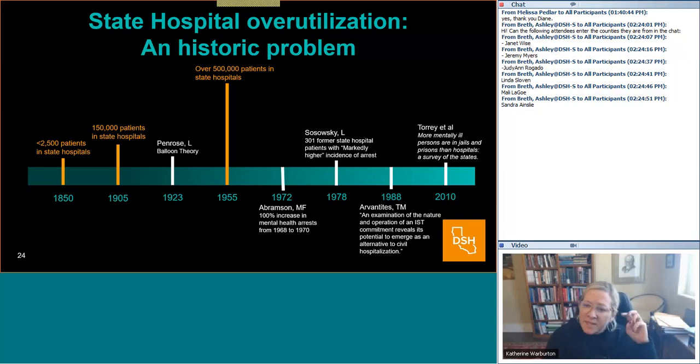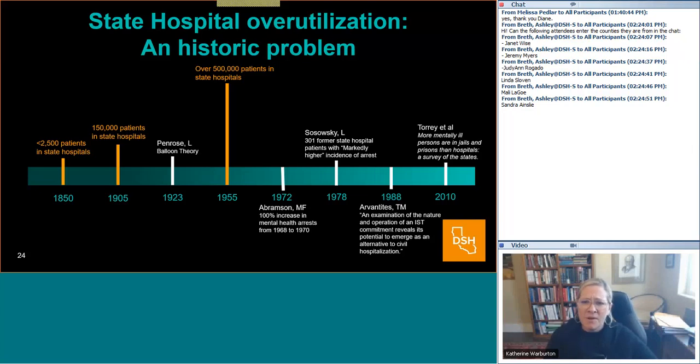Just academic papers here in white to augment some of the overcrowding data. In 1923, a psychiatrist named Lionel Penrose wrote a seminal paper that's still quoted today, where he studied a variety of different societies and found that those societies that have high numbers of individuals in their criminal justice system have lower numbers of individuals in their mental health system and vice versa. Those societies with a lot of people in the mental health system had fewer people in the criminal justice system. This is known as the Penrose theory or the balloon theory.